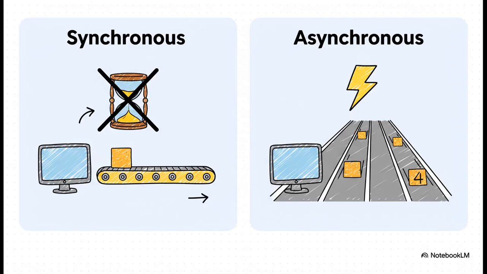So here's the trade-off. Synchronous, on the left, is like a single conveyor belt. It's simple, yeah, but you can only handle one thing at a time. The whole system is blocked.